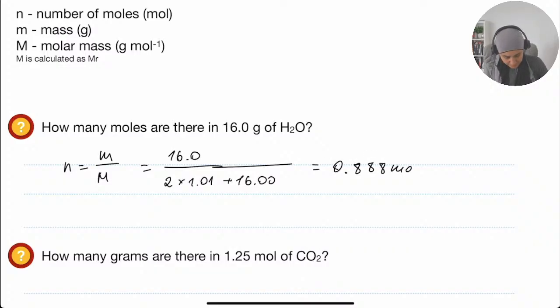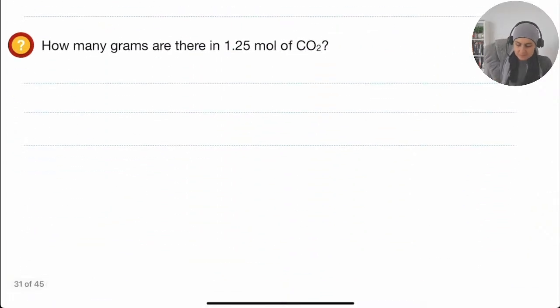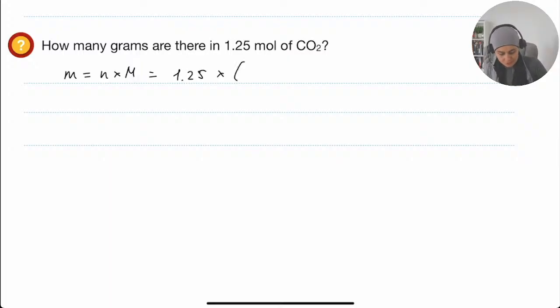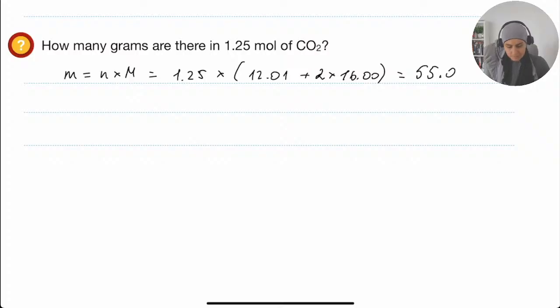0.888 moles. Or the opposite, how many grams are there in 1.25 moles of CO2? So you use mass equals n times molar mass. So you do 1.25 times molar mass of CO2. Carbon is 12.01 and 2 oxygen, so 1.25 times 44, which is 55.0 grams.